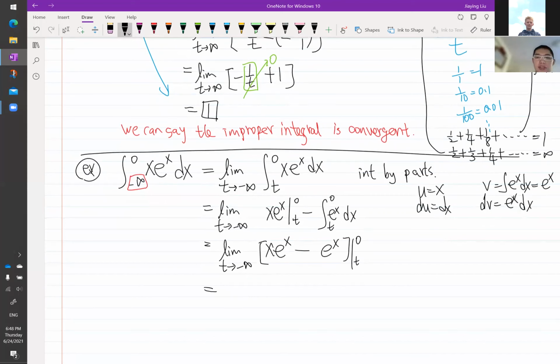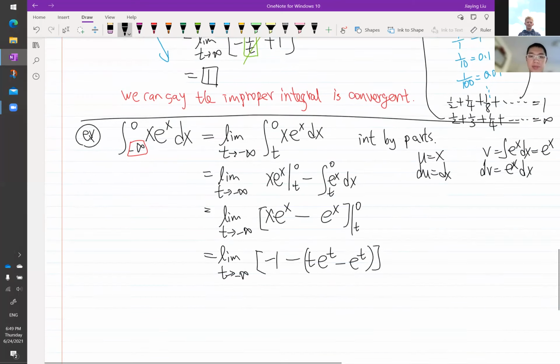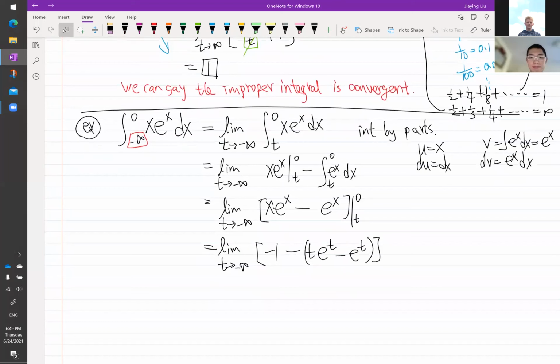And the next step is plug in those boundary values. So that's the limit as t goes to negative infinity of, if we put in 0 there, we get 0 times 1 minus 1, so that's a negative 1. Minus, plug in t, so that's t e to the t. Oh, I should add parentheses. So minus (t e to the t minus e to the t). So that's done integration.